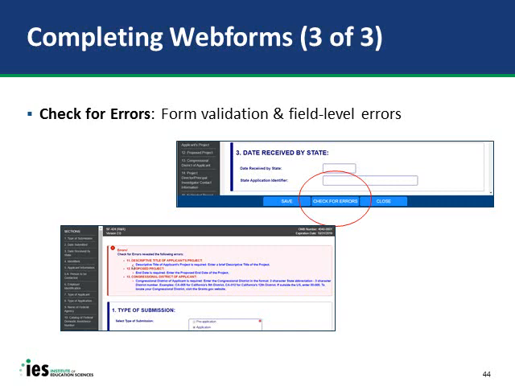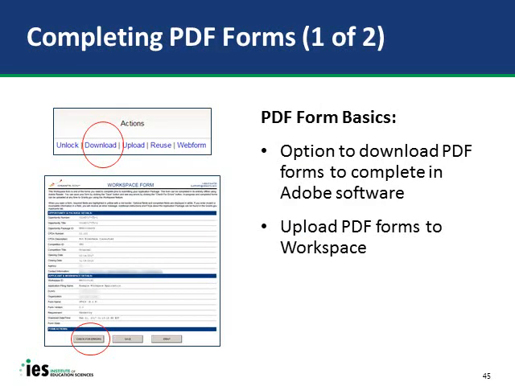At the bottom of each web form, there is a tab, Check for Errors, that will tell you if there are any errors in the form. For example, if you haven't filled in a field that is required, when you click the Check Package for Errors button, you will get a message telling you what is needed. If you don't want to use the web form option, you can download the forms and complete them using Adobe software. Once completed, you then upload them to Workspace. Note that the PDF forms also have a Check for Errors button.